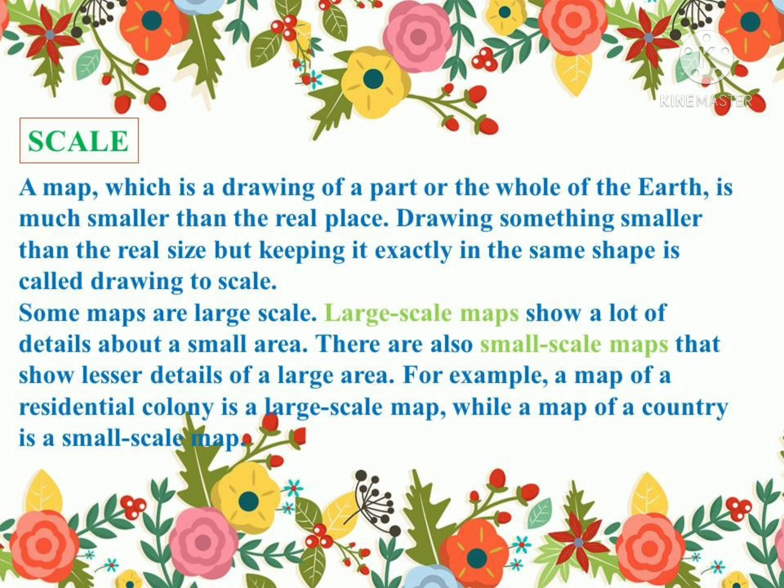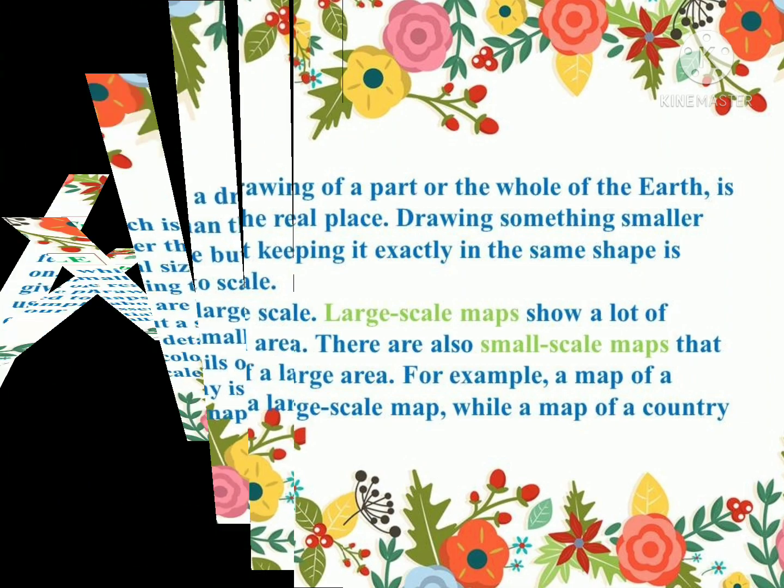Large scale maps are the maps which show you a lot of information about a small area, like the city map or a local colony map. Another one is small scale maps that show you lesser details of a large area. For example, the map of a country. A map of a country gives you very little details about any state.